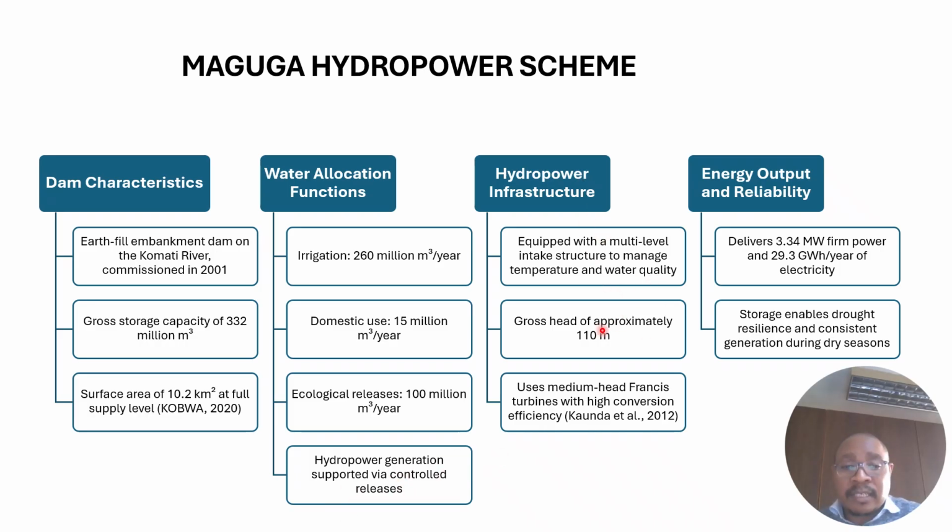Then on the hydropower infrastructure, it's equipped with a multi-level intake structure to manage temperature and water quality. And then the gross head is approximately 110 meters, and it uses a medium-head Francis turbine with high conversion efficiency. And in terms of the energy output and reliability, it delivers roughly 3.34 megawatts of firm power. And then the storage enables drought resilience and consistent generation during the dry seasons.